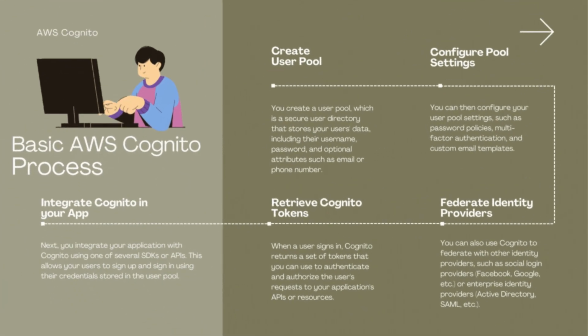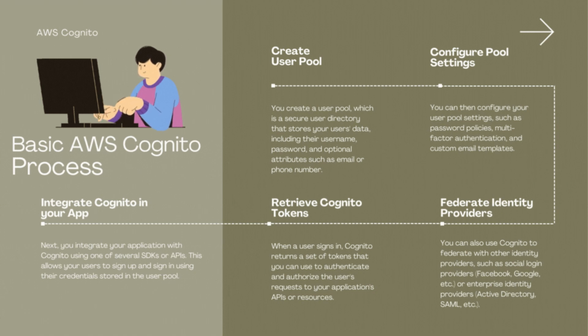So we'll move ahead to how AWS Cognito works. You might be wondering, how does this happen out of the box in your application? But it doesn't just happen like that. You have to set up certain things to make sure it's done successfully. First off, you create a user pool, which is a secure user directory that stores your users' data, including username, password, and optional attributes such as email or phone number.